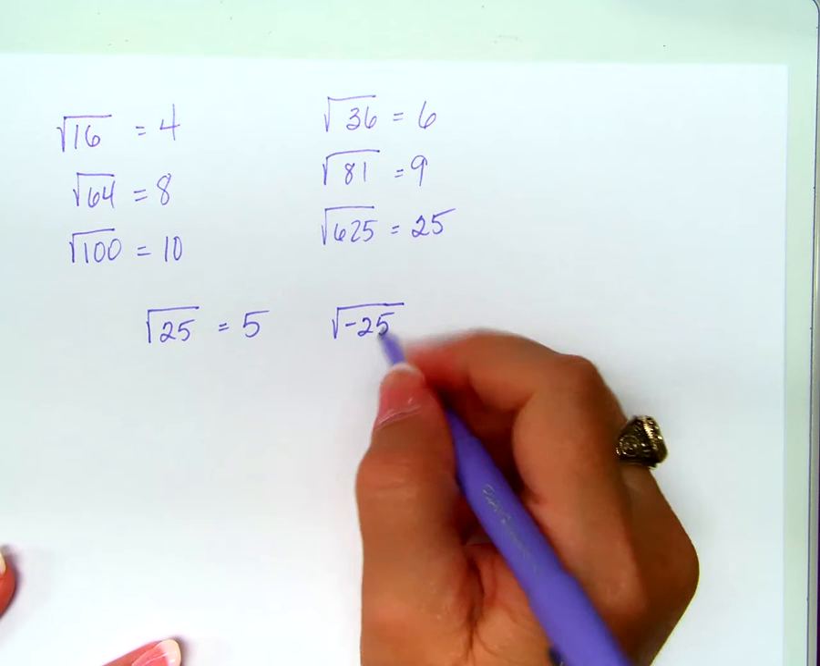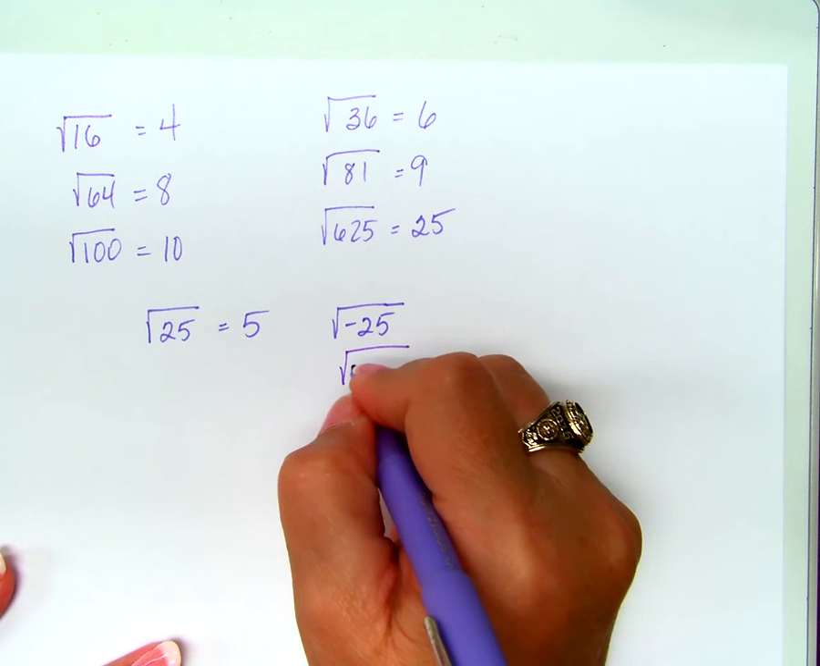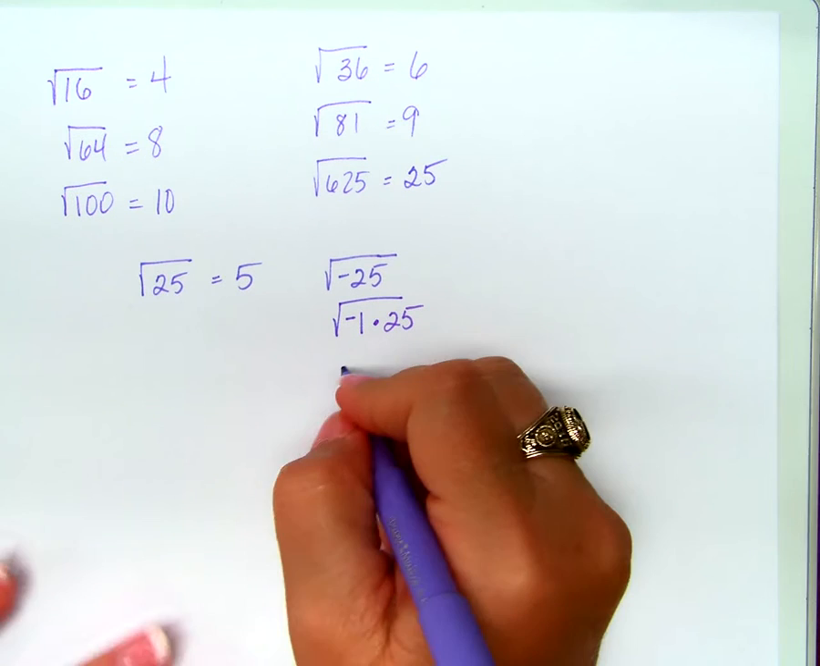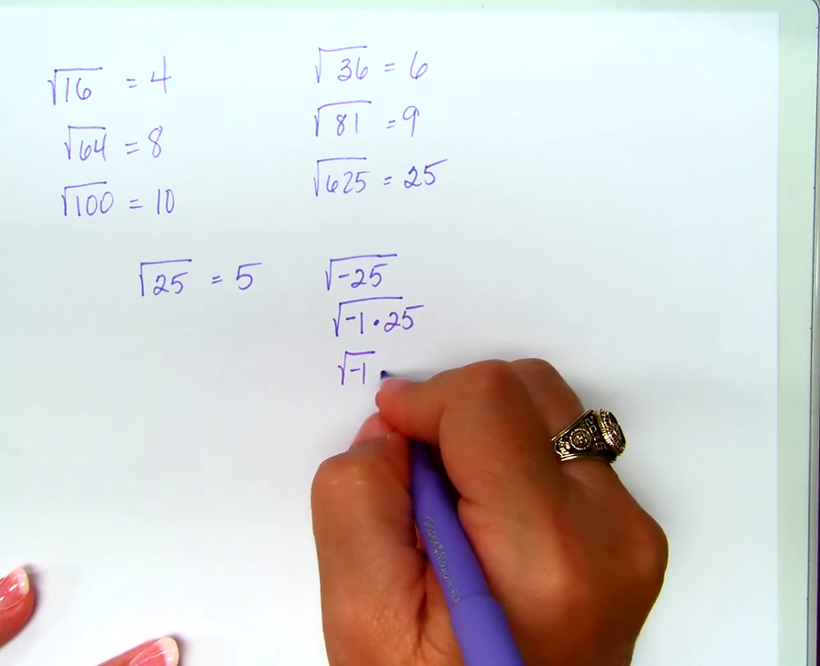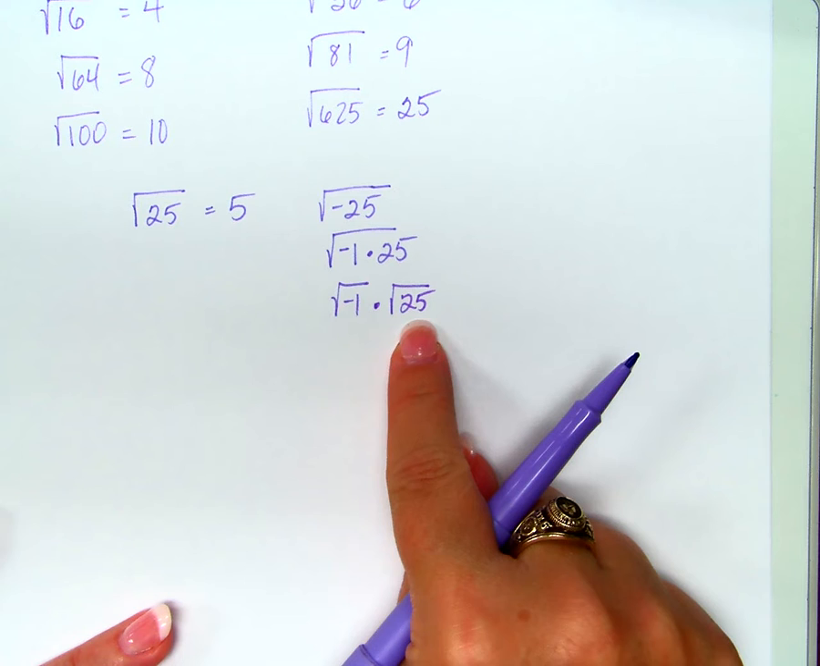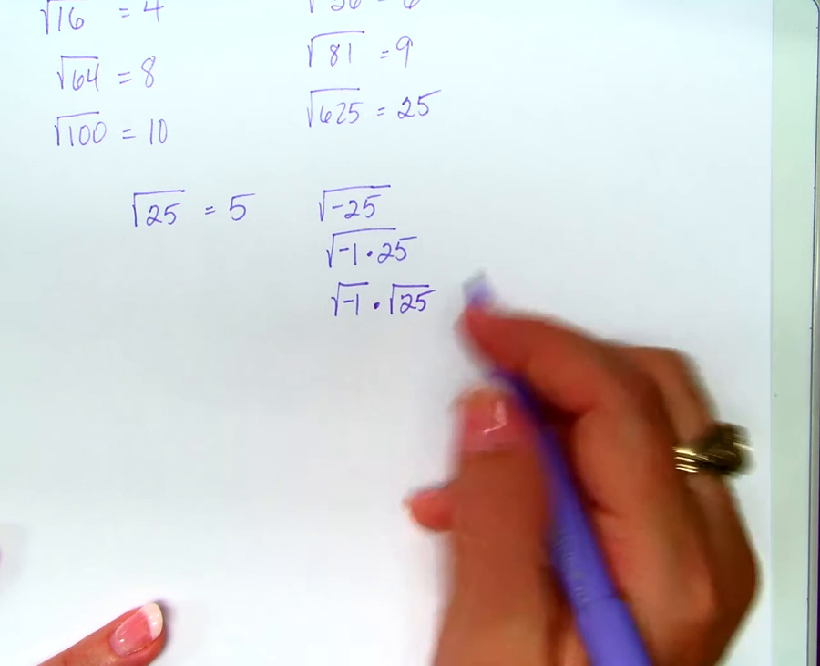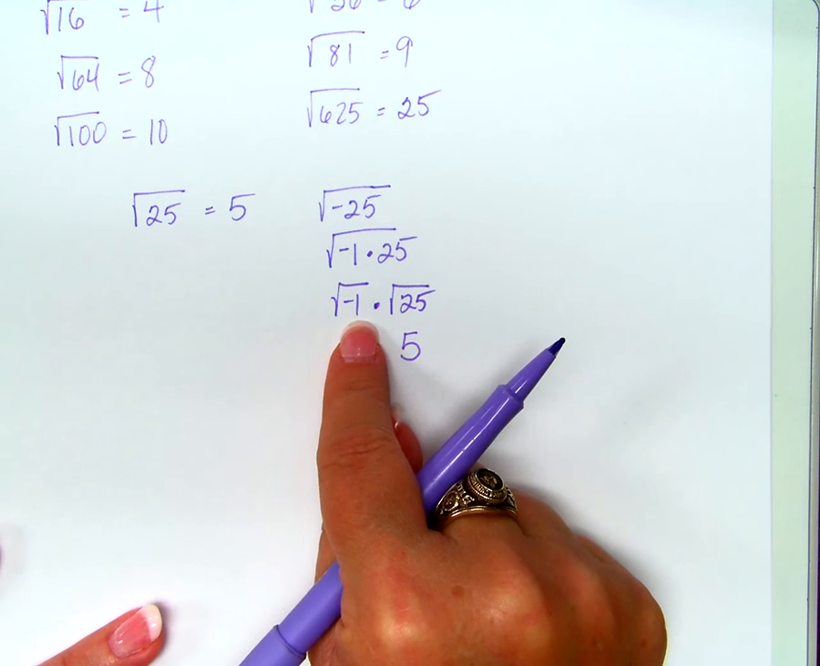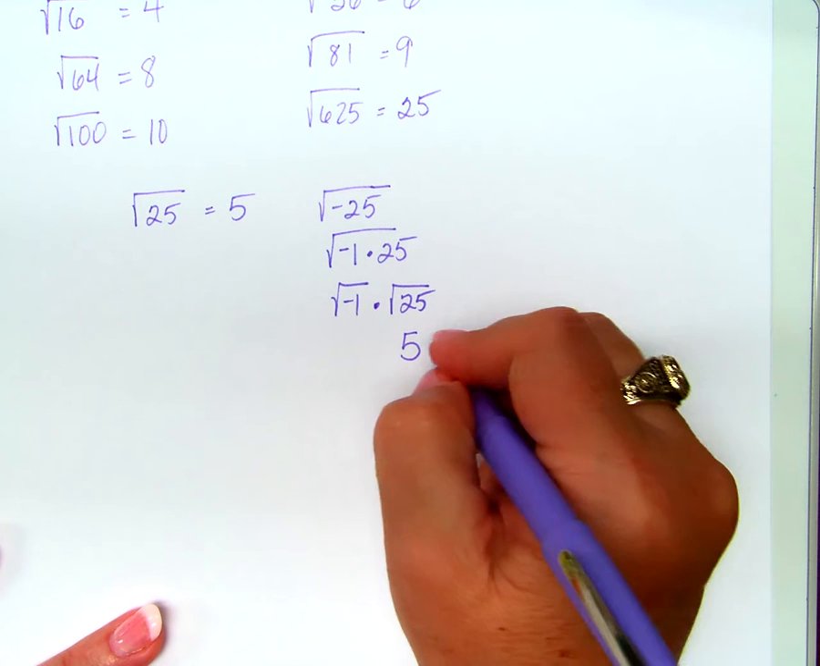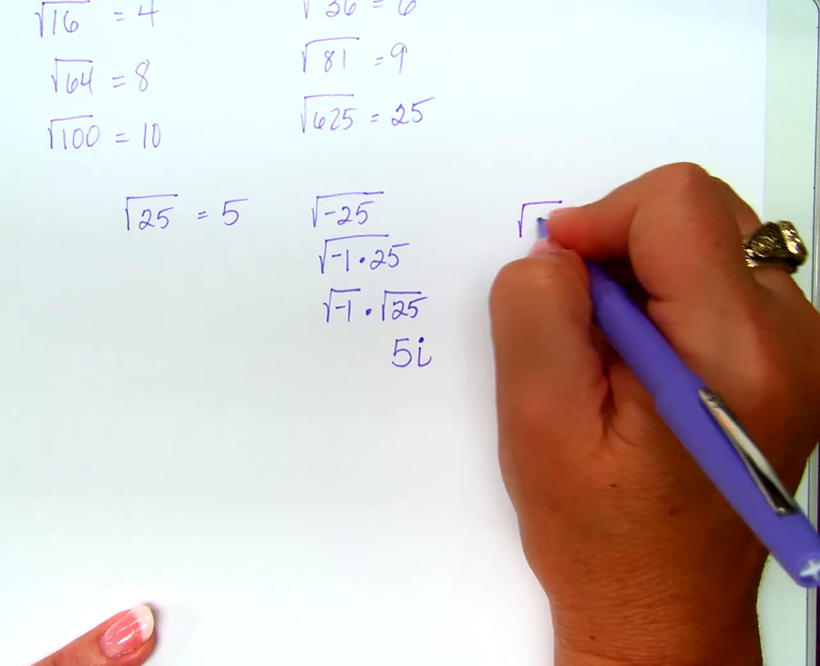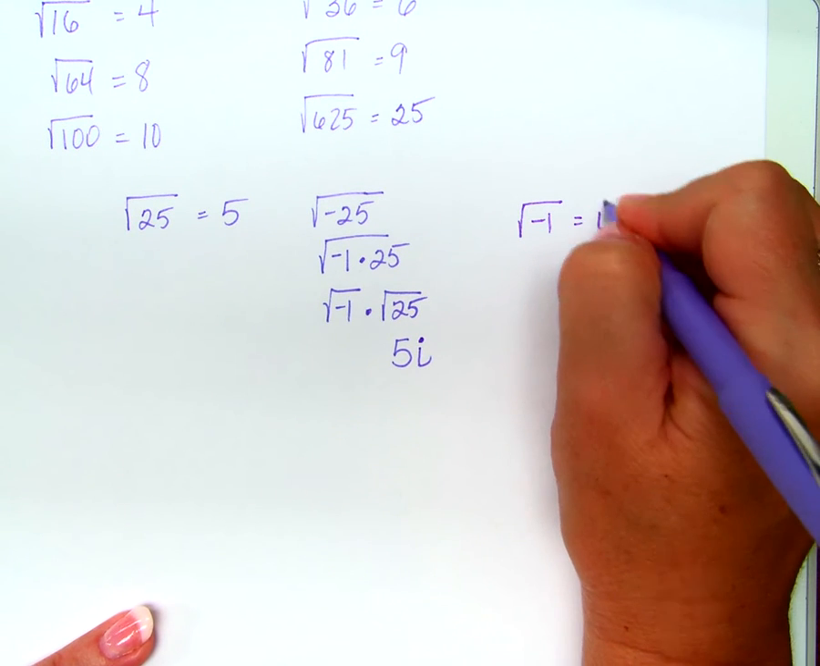Because of properties of square roots, you can divide this into 2 parts, right? Do you know the square root of 25? 5. And now you know the square root of negative 1. The square root of negative 1 is i.